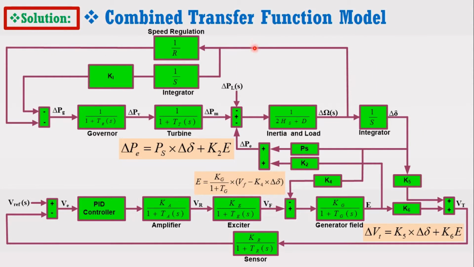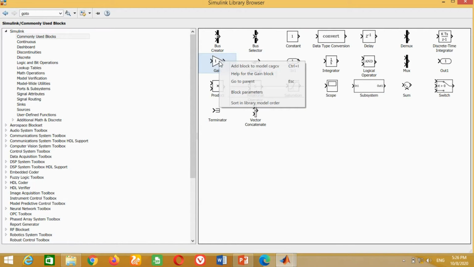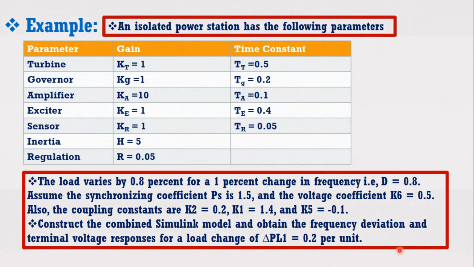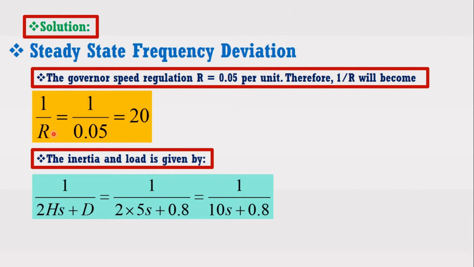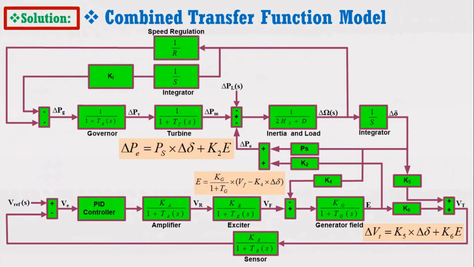Now we have to put the speed regulation value. For this purpose, we need the gain block. Take the gain block from here and bring it in the model. Connect this gain block with the inertia and load block as well as with this add block to complete the feedback loop. Write here speed regulation. Speed regulation given in the example is 0.05 per unit. Therefore, 1 upon R will become 20. Double click on the gain block, put here 20 and press OK. Look at the figure again.